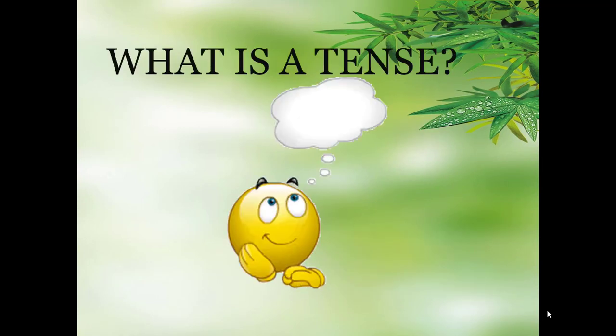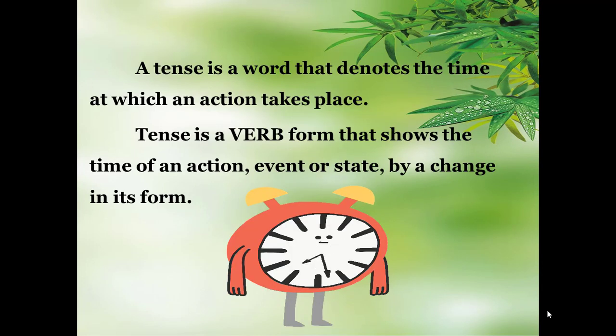Before going into the topic, it is important for you to know what is a tense. A tense is a word that denotes the time at which an action takes place. A tense is a verb form that shows the time of an action, event or state by a change in its form. By combining these two definitions, we can come to a conclusion that a tense is a word in its verb form which will undergo a change in order to bring out the timing of a particular action.